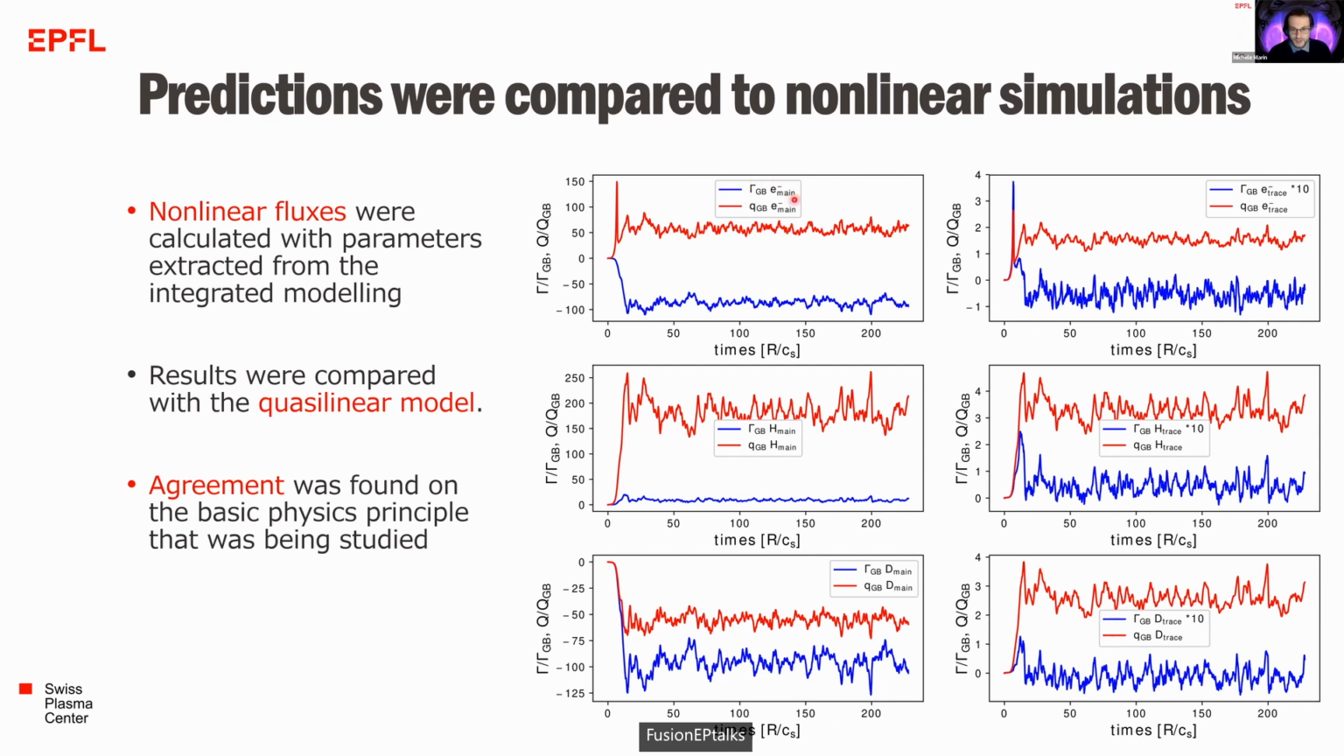The electrons are in the first row, and then you have the hydrogen and the deuterium, and the columns represent the main species, and then a trace that was added to be able to divide the diffusion from the pinch coefficient. And the important picture is this one, where you can see that you have a very large deuterium particle influx, which is very similar to what we observed in integrated modeling with QuaLiKiz.